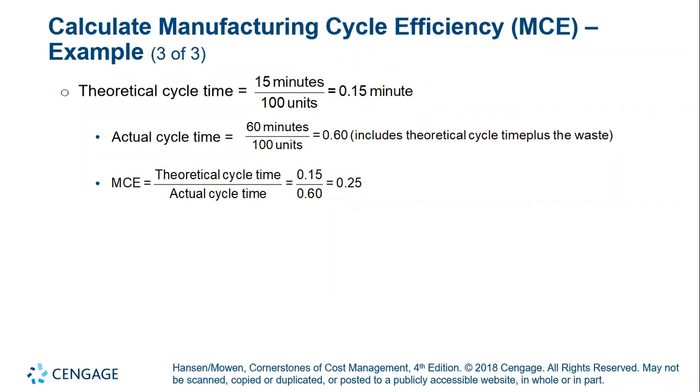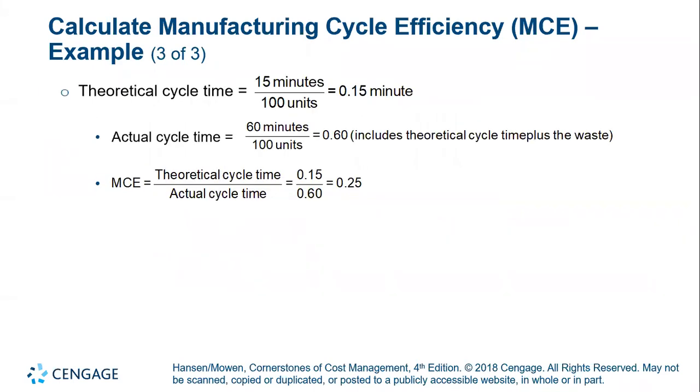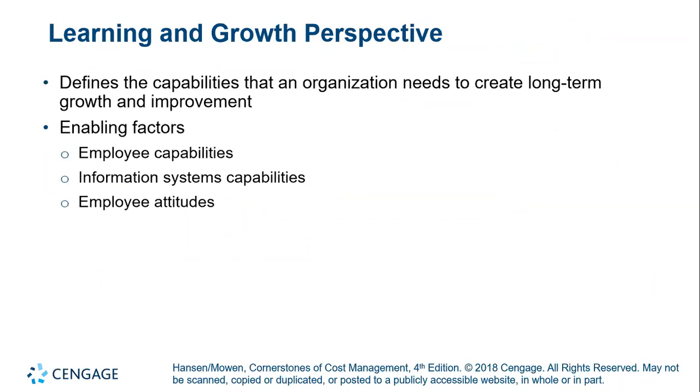So the MCE using the theoretical cycle time is 0.15 divided by the actual cycle time of 0.60, that will give you the MCE as computed here. The MCE is 0.25. So it means that the MCE, instead of dividing the process time by the sum of the process time and the waste time, you still can determine the MCE by dividing the theoretical cycle time by the actual cycle time.